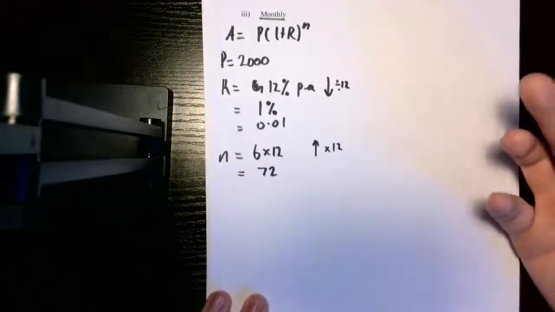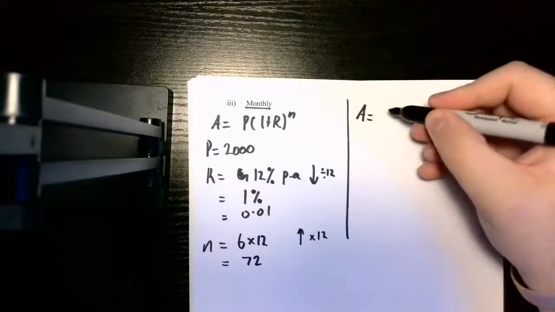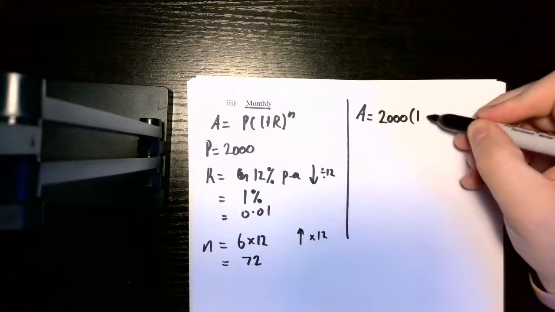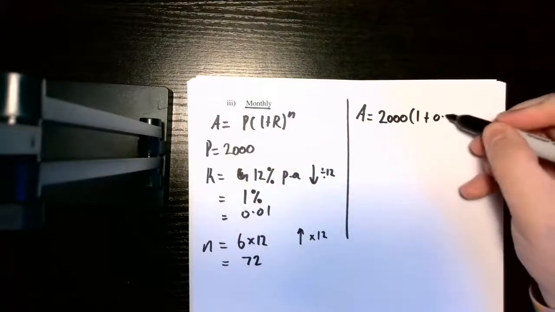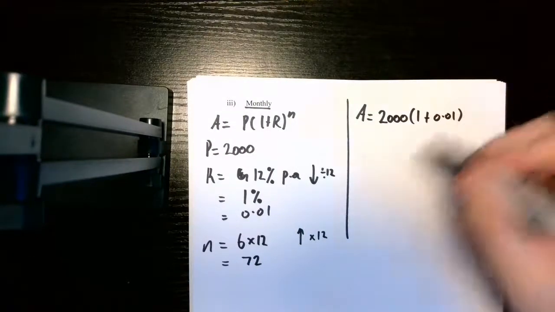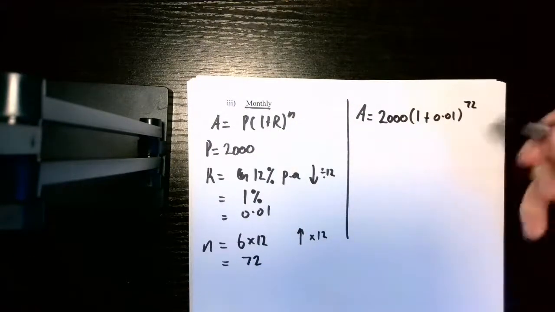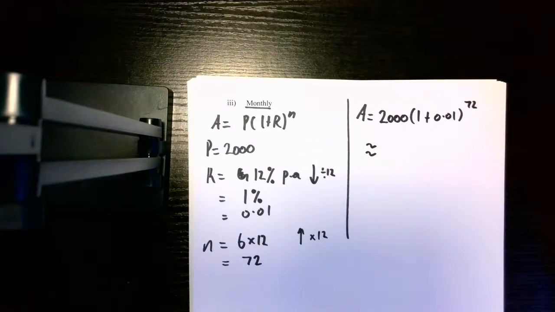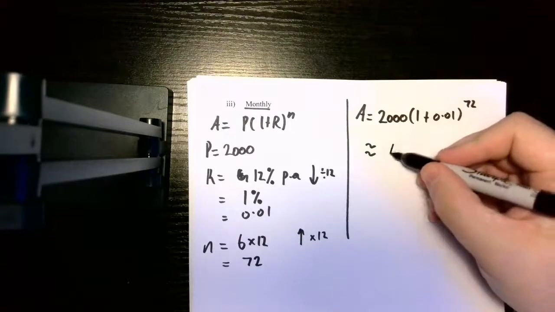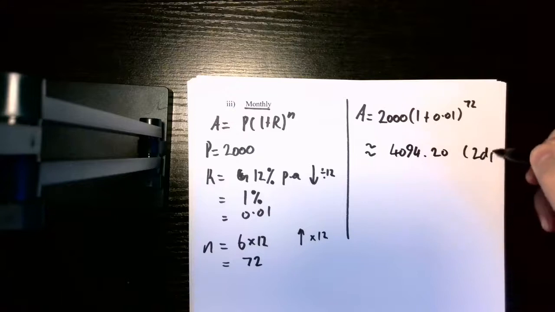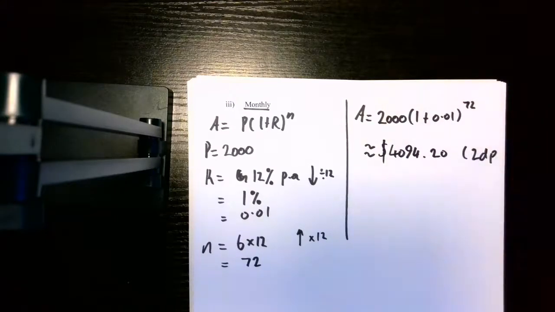Now, let's plug everything into the formula. So A is equal to our principal, 2,000, 1 plus our interest rate, 0.01. This is just using this formula here. All to the power of our n, well, our number of compounding periods is 72. Once we plug this into our calculator, we should come up with the number 4,094.20 going to 2 dp, which is interesting.